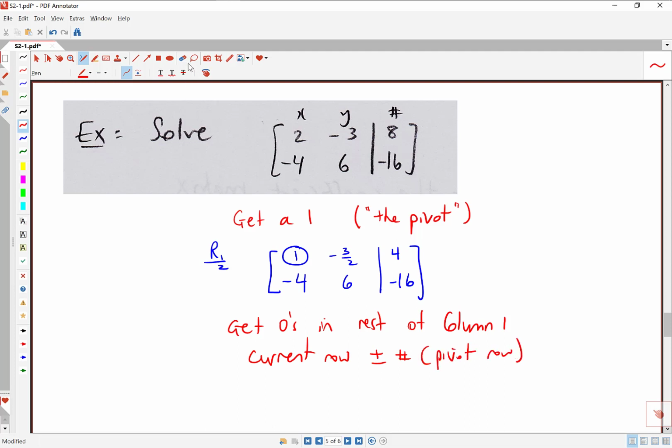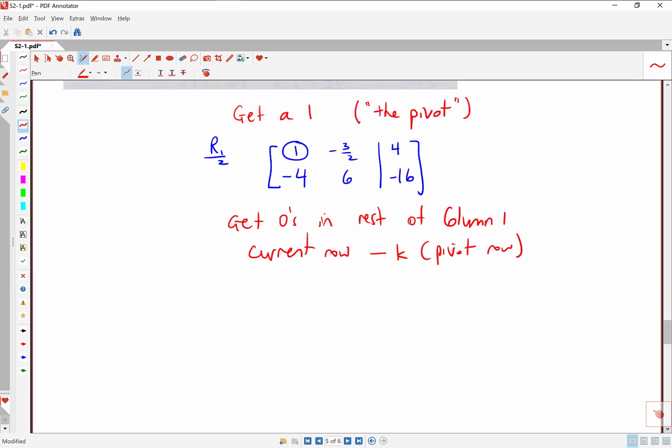And if you want a different way of thinking about this, the actual plus or minus value that you need to use is just a sign change of whatever number you're trying to eliminate. So sometimes I think of this as current row minus k times the pivot row, where k is the number that we're trying to eliminate. All right, so we're getting lots of practice with that operation.